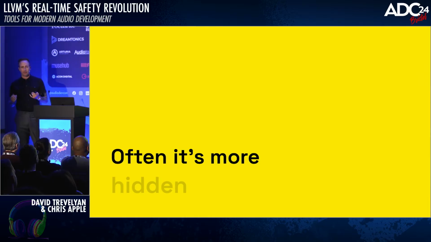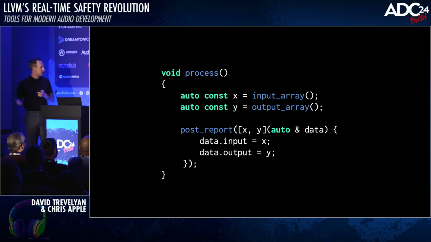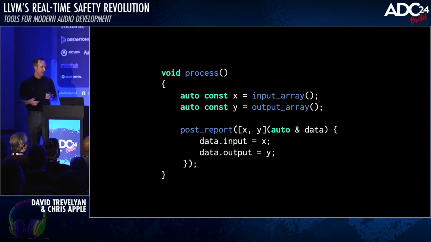Oftentimes, it's more hidden than this. That's basically as easy as it gets in that previous slide. How about this? What's going on under the hood here? Are our input and output arrays allocating memory? How about post report? Is this being passed by std function? Does anybody remember when std function allocates or not? If I saw this in a code review, I'd say, maybe this is safe.